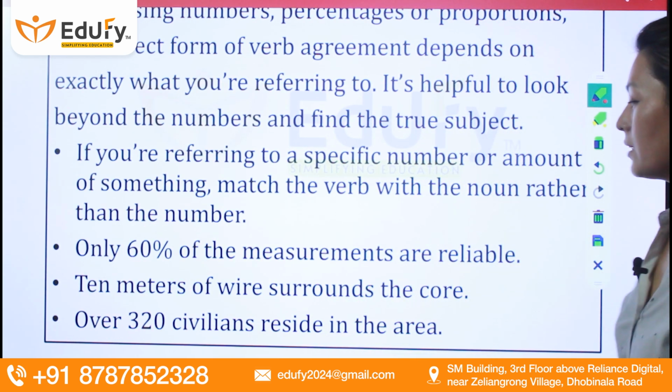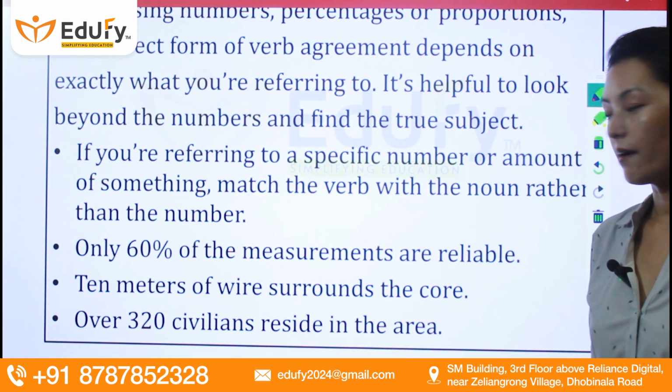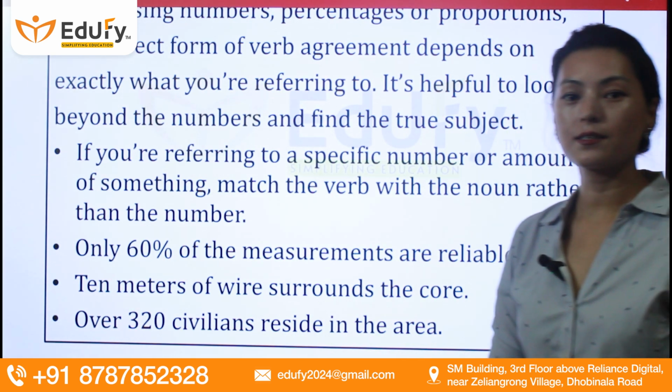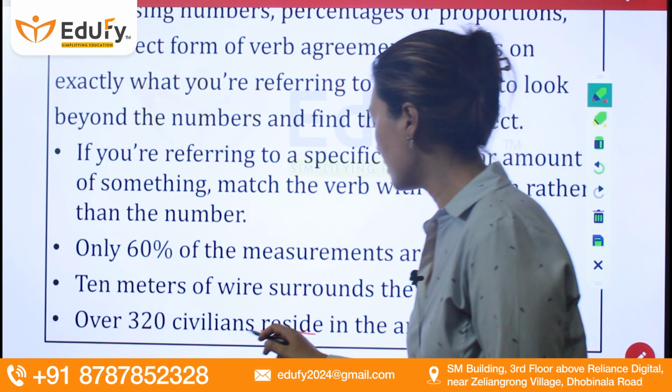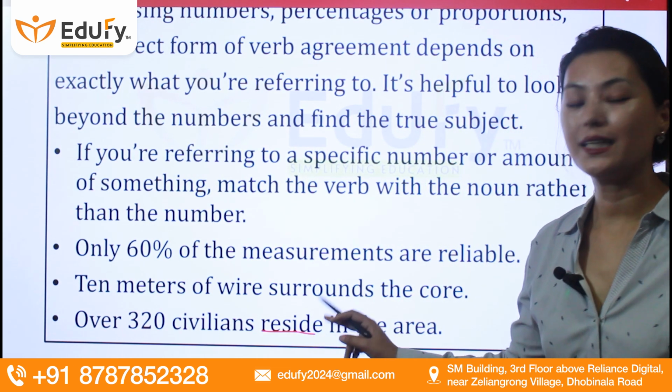Let's take a look at the next one. Over 320 civilians reside in the area. Where is the verb in this sentence? It is reside. Reside is the verb. Now, in that case, what is it based on?